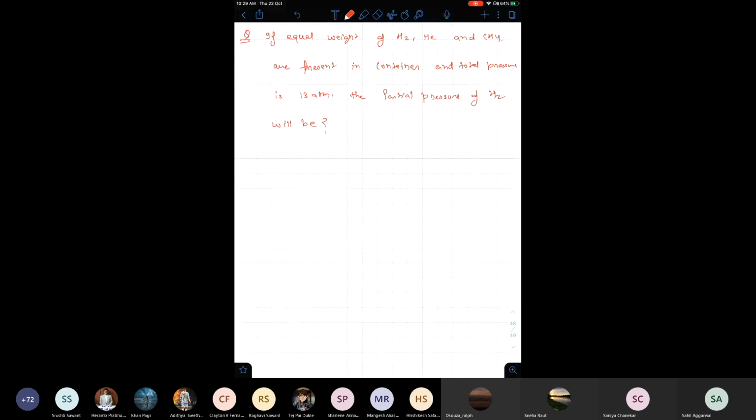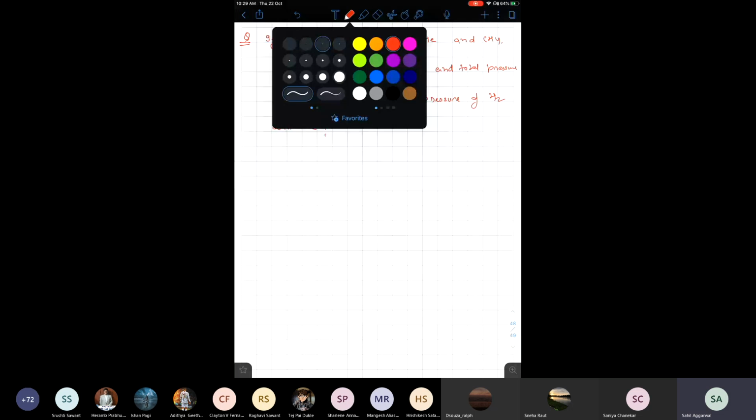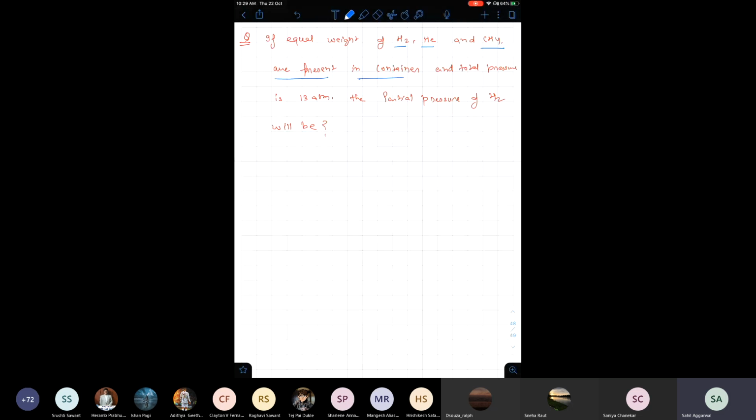If equal weight of hydrogen, helium, and methane are present in a container and the total pressure is 13 atmosphere, then the partial pressure of hydrogen will be?